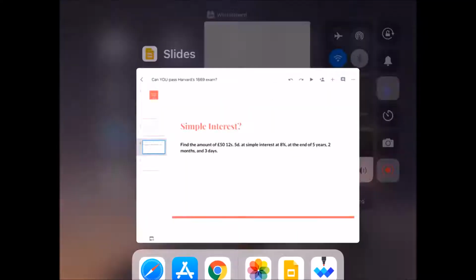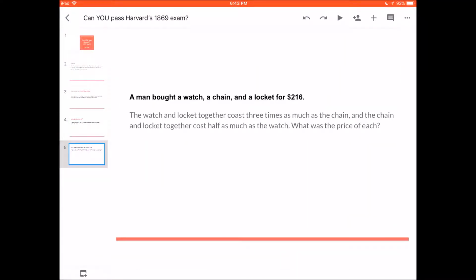Okay, final question in this video. A man bought a watch, a chain, and a locket for $216. The watch and the locket together cost, not cost, they used cost back in the day, 3 times as much as the chain, and the chain and locket together cost, okay, probably just a typing error, okay, I don't even know what they use anymore, cost half as much as the watch. What was the price of each?